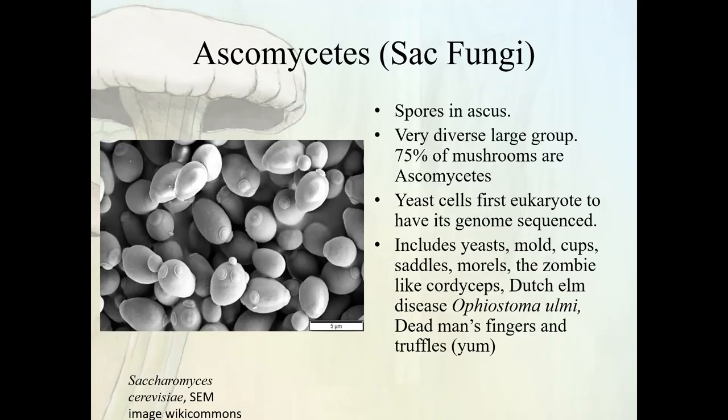Very diverse group again, diverse word. 75% of mushrooms are Ascomycetes. Yeast was the first eukaryote to have its genome sequenced, and this all led to the Human Genome Project. So when they were able to sequence yeast, then they moved on to humans. It includes yeast, molds, cups, saddles, morels, the zombie-like cordyceps, Dutch elm disease, dead man's fingers, truffles. So you have the good, the bad, the ugly, all in one.